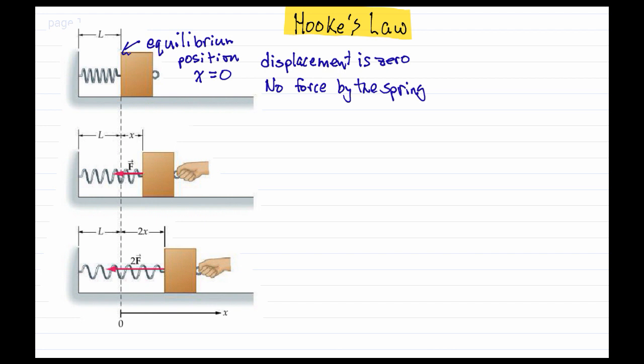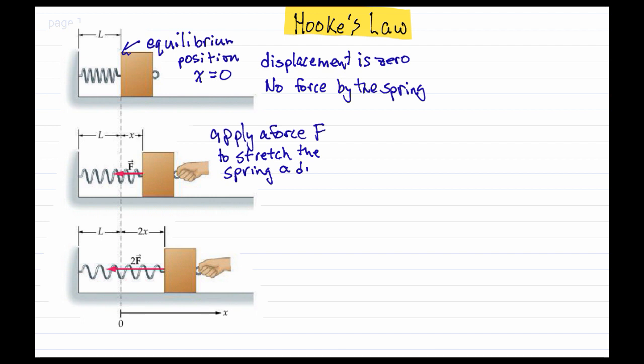So now let's go to the second diagram. In the second diagram, we've pulled back the spring by a distance of x. And once we've done that, the spring is exerting a force back towards the equilibrium distance, the equilibrium position. So we apply a force F to stretch the spring a distance x.